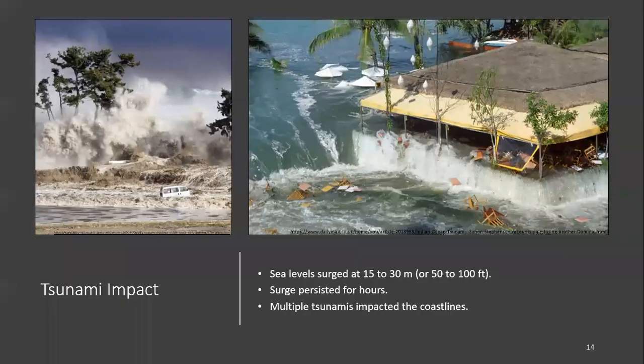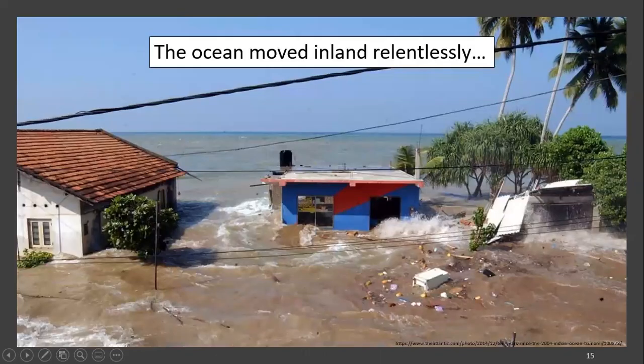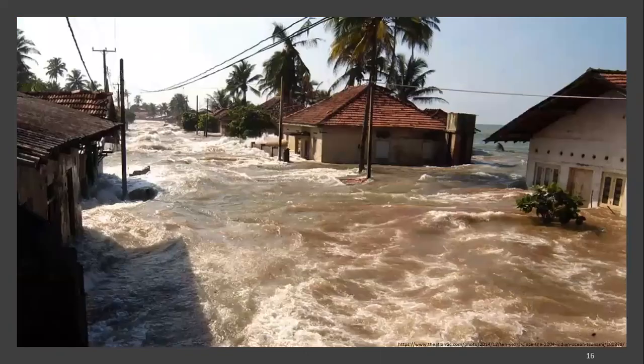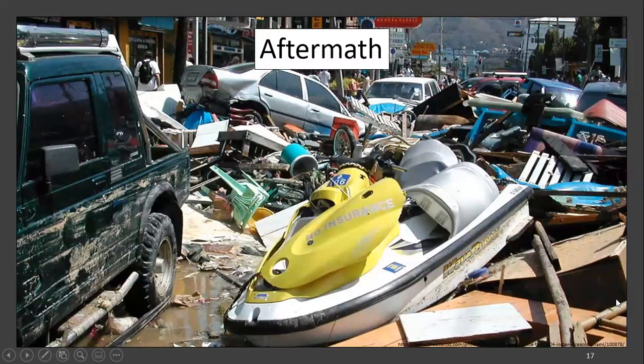The tsunami surged at 15 to 30 meters, or ranged 50 to 100 feet, and the massive influx of ocean water persisted for hours. Moreover, multiple tsunamis impacted the coastline, and the seas moved inland relentlessly. As the sea level of the ocean rose, areas along the coastline were inundated. Once the seas finally retreated, the contents of debris flows could be seen.